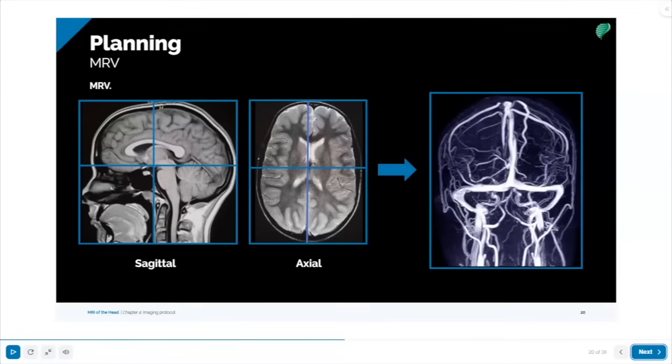Since we're looking at the venous system for MRV, a saturation band could be placed below the skull because the blood is coming in that direction. We want to stop the flow of arterial blood into the images.